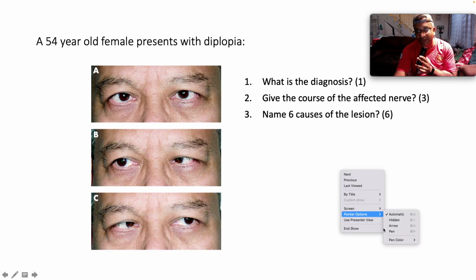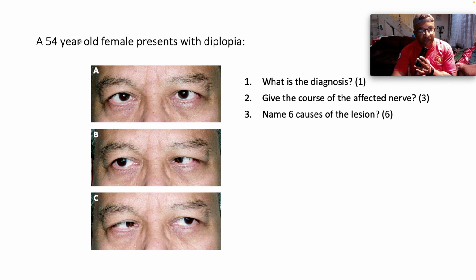Alrighty, so this is our first question. A 54-year-old female presents with diplopia, which is double vision, right? So picture A shows us neutral gaze. As you can see, the iris is not really in the midline, is it? It seems to be a little adducted, both on the right and on the left, right? So that's in neutral gaze.